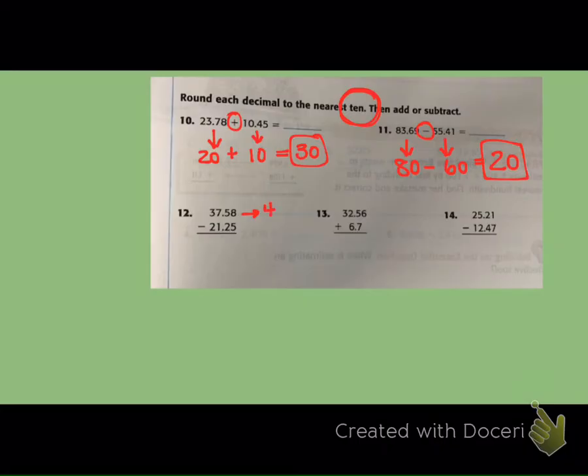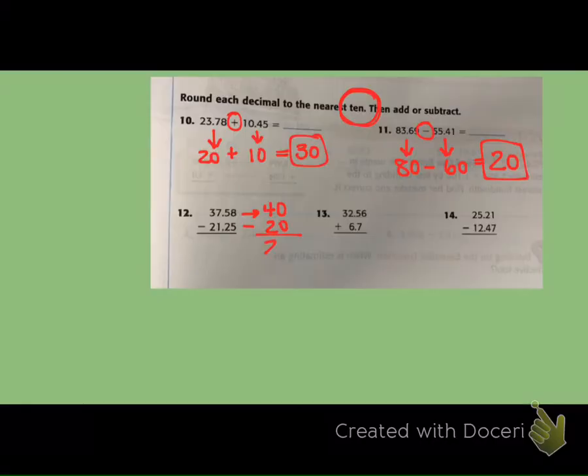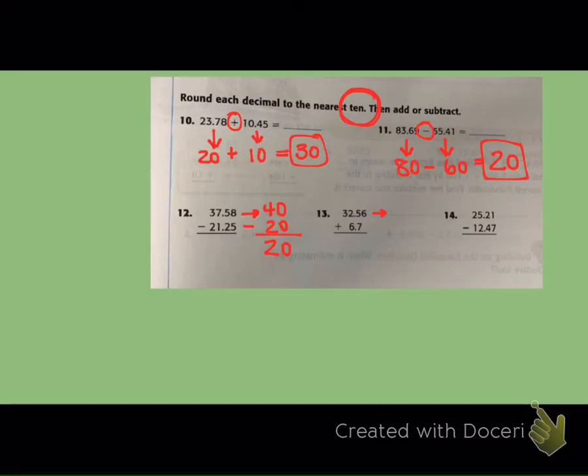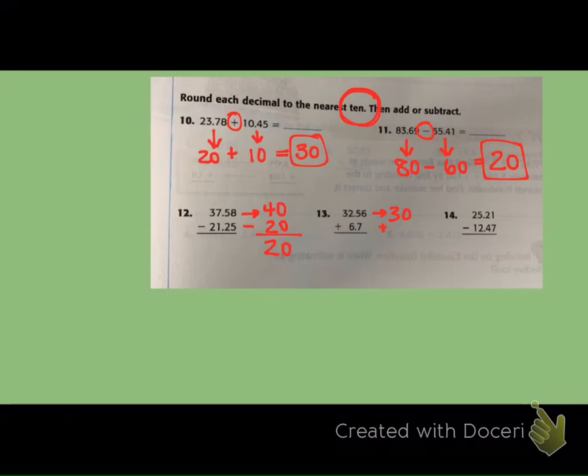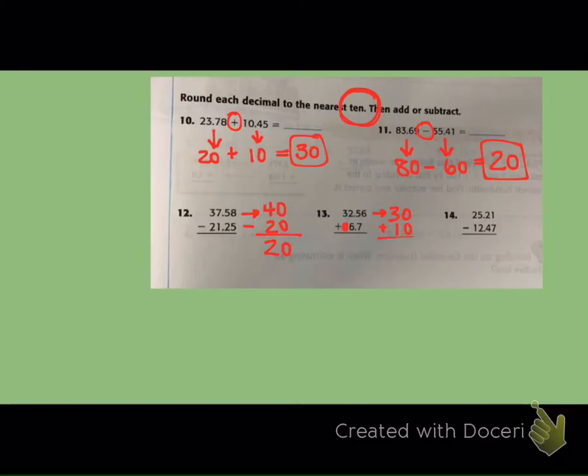37 gets rounded to 40. We are subtracting 40 from 20. You guys are getting so good at this by now. This is just about mental math, I'm sure. 13, we are rounding to the nearest 10. That would be rounded to 30. And this would be rounded to, it's tricky because there's a 0 in the tens column, right? We can really put a 0 there, but it gets rounded to 10. So our total is 40.